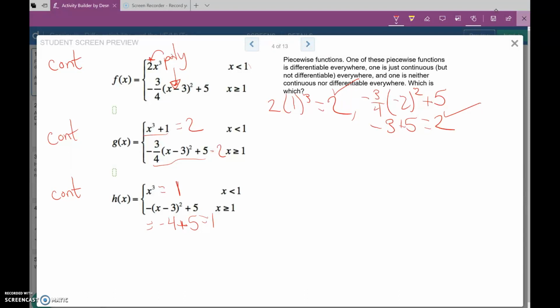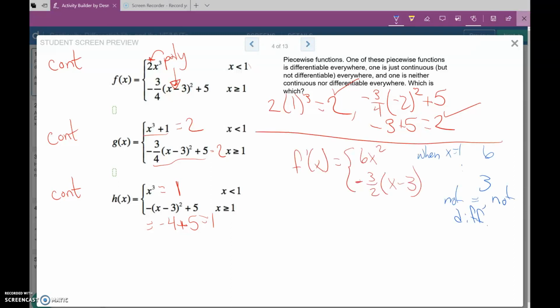Okay, so now we need to figure out which ones are also differentiable everywhere. Again, for each of them, because all the pieces are polynomials, we know that they are all differentiable everywhere. The only place that we are concerned about is at x equals 1. So to see if it's differentiable, we need to take the derivative of each piece and then see if the derivatives are equal when x equals 1. So in PlayPosit, let's look at f of x. Go ahead and put in what you get for the derivative of the two pieces when x equals 1. And then I'm going to pause this and put the answer up.